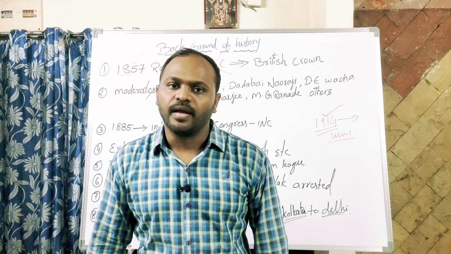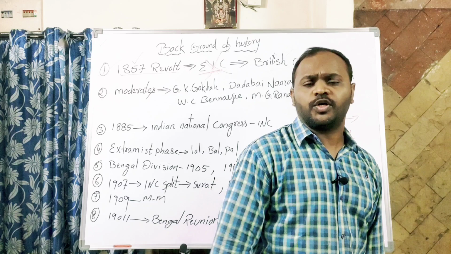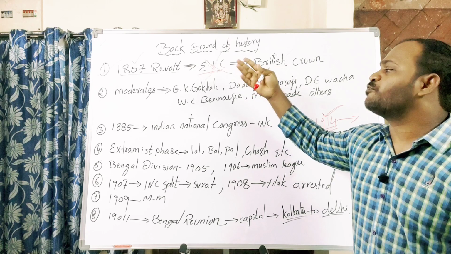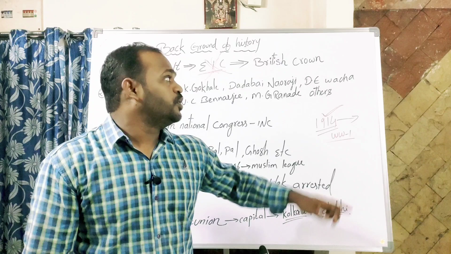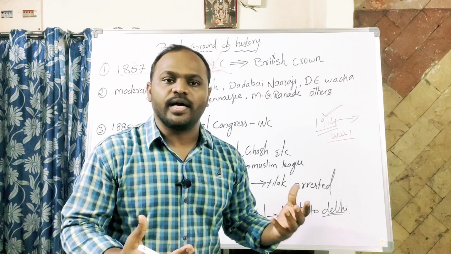But still Indians were not happy. What is the Indians' goal? Indians always said that we don't want British rule, be it East India Company or crown rule. After 1857, East India Company rule was cancelled, but the British crown was ruling, right? But still, Indians were not happy even with the rule of the British crown over India. That is the reason why many people started revolting against Britishers.